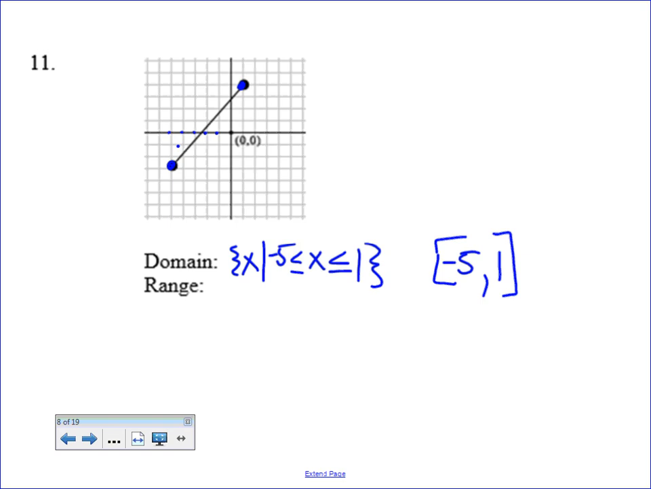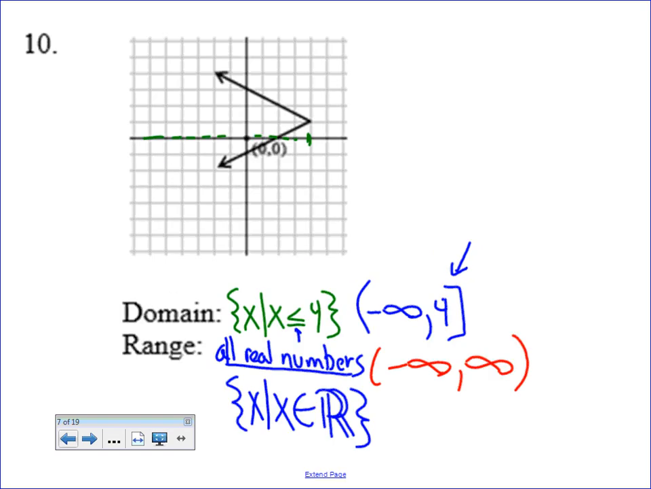The range is going to be all values of y. Hold on, I'm sorry, I messed up here. I just realized. Sorry, go back. That should be y. Always remember, domain is x values, range is y values. I apologize.